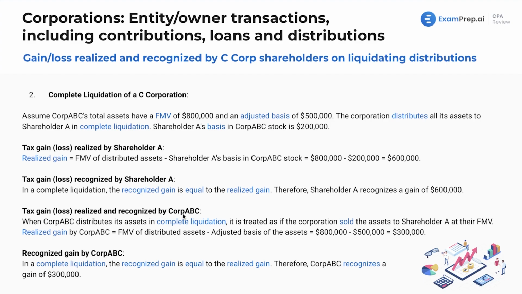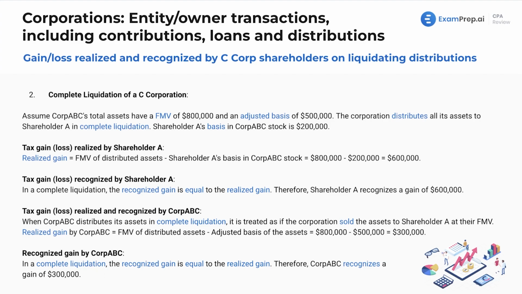What are the implications for Corp ABC? Well, when ABC distributes its assets in complete liquidation, it's treated as if the corporation sold the assets to shareholder A at their fair market value. So realized gain by Corp ABC is the fair market value of distributed assets minus the adjusted basis of the assets, which is $800,000 minus $500,000, giving us $300,000. The recognized gain by Corp ABC: in complete liquidation, the recognized is equal to the realized. These are rules that would be definitely helpful to memorize and for you to know. So therefore, Corp ABC is going to recognize a gain of $300,000.